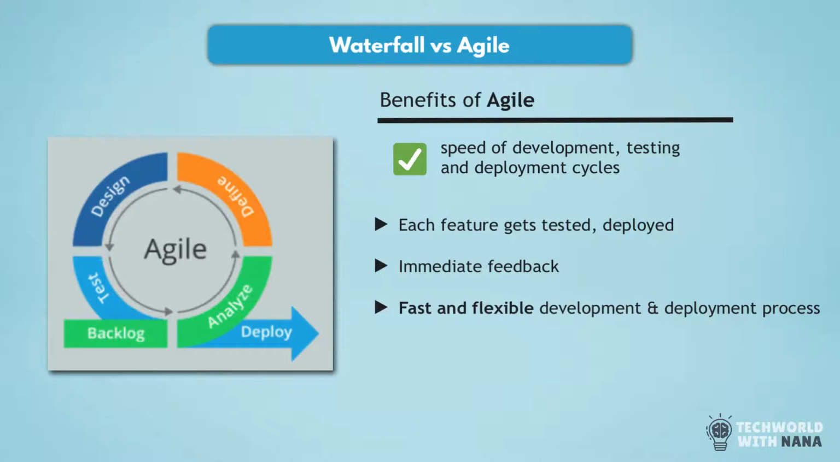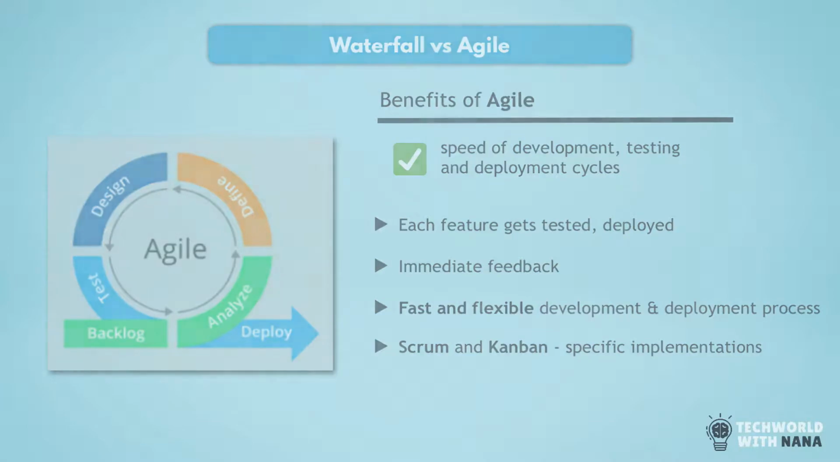And since Agile is just a methodology or a framework that tells you, so to say, what the good practices and efficient ways to do things are, it has specific implementations of that framework. One of them is Scrum and another one is Kanban. And depending on the company, the team and their needs, they may be working with one of these frameworks.